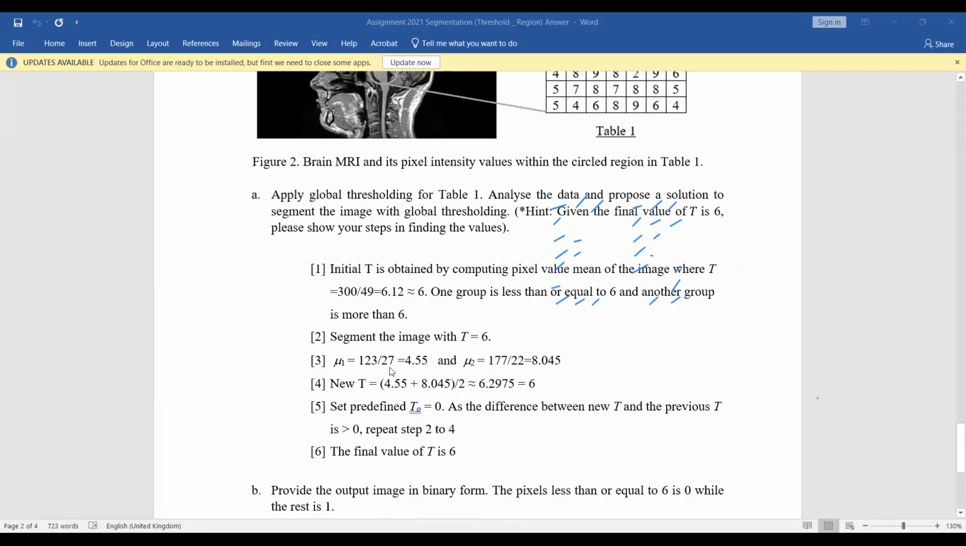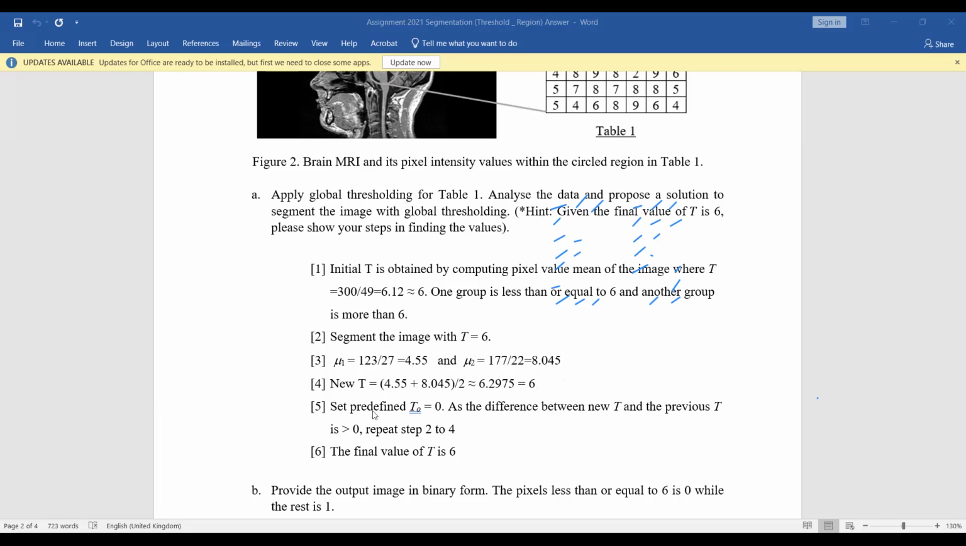Once you get the two values, you use this formula: T equals the two mean values totaled up, divided by 2, which gives 6.29. You still get 6, right? When the initial value and the second one have no changes, it means you actually don't need to repeat.